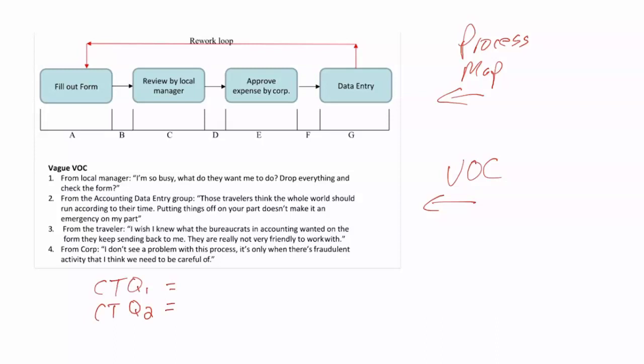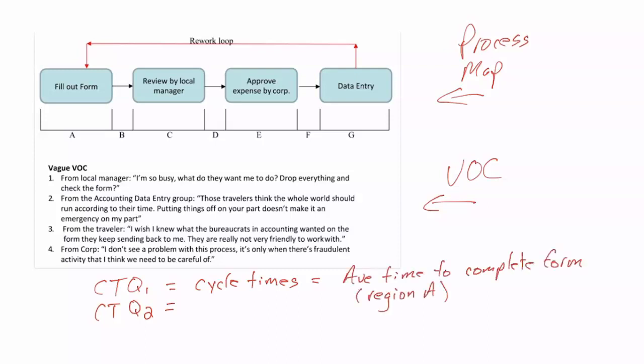A real simple CTQ statement might be about the cycle times. And in particular, we might be interested in the cycle time to fill out the form. So there is an example of a critical to quality variable where we're measuring this time in the form fill out box.